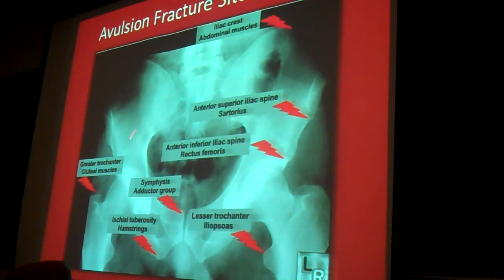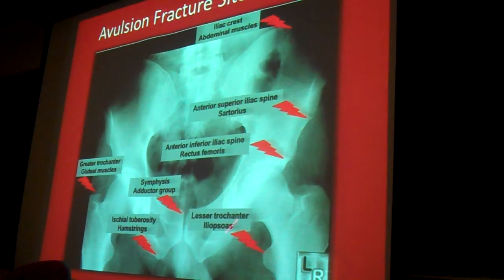Remember our pelvis? We've got the greater trochanter here, and the spines. This anterior superior iliac spine is where the sartorius attaches. That's the origin up there. The inferior spine is where the rectus femoris attaches. Your psoas muscle and your iliacus come down through the inguinal ligament and attach to the lesser trochanter. Your hamstrings attach to the ischial bone here.